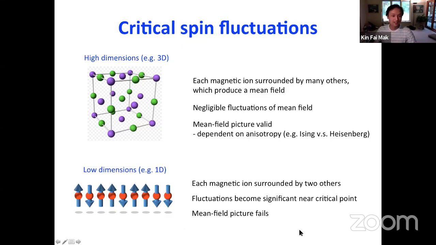In fact, the mean field picture would completely break down in the 1D system. No long-range magnetic order is allowed in a one-dimensional system because of these large fluctuations from the mean field value.